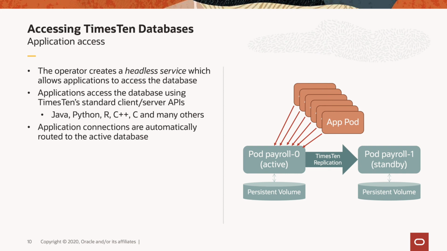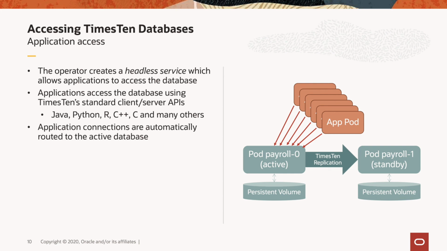The TimesTen operator running in Kubernetes will also instruct Kubernetes to create what's called a headless service, which will expose the databases in those TimesTen pods to other applications in other pods via client server. And those applications running in other pods can then access the databases that you created using TimesTen standard client server APIs for Java, Python, R, C, C++, all the APIs that you can use outside of Kubernetes, of course, you can use inside as well.